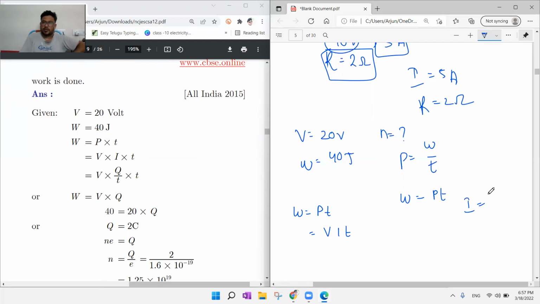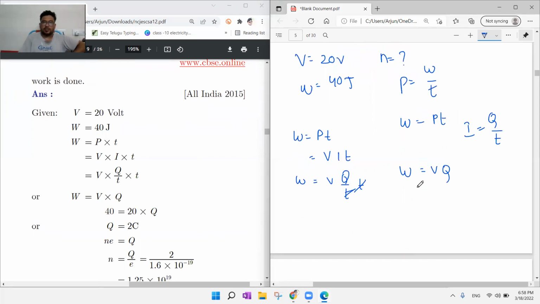That's the first formula we have discussed in the chapter electricity. I is equal to Q by T. Substitute. At last, we will get W is equal to V into Q by T into T. Right now, T and T get cancelled. We can eliminate time because in the data, time is not given. So if you eliminate it, we get W is equal to V into Q. Now from this, what is W? Work 40 joule, and V is 20 volt.